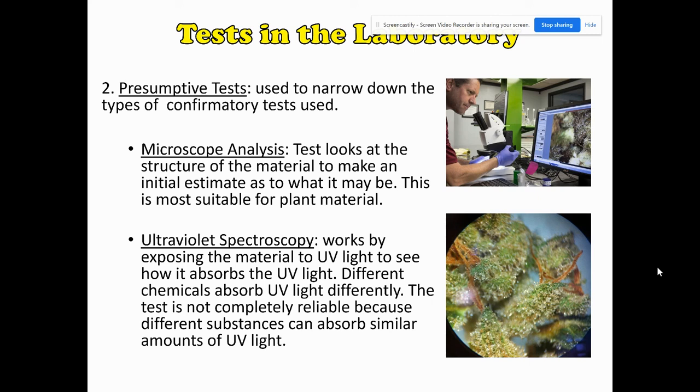But after you do this test and you say, well, hey, this absorbs the same UV light as marijuana, it's like, okay, well, let's do the next test. It already passed the microscope test. It passed the UV test. So let's do another test that will absolutely tell us what it is.